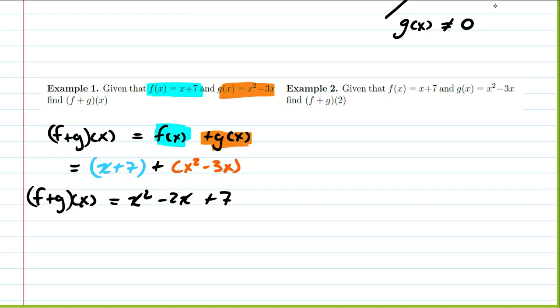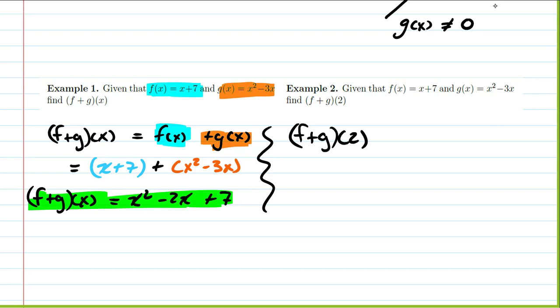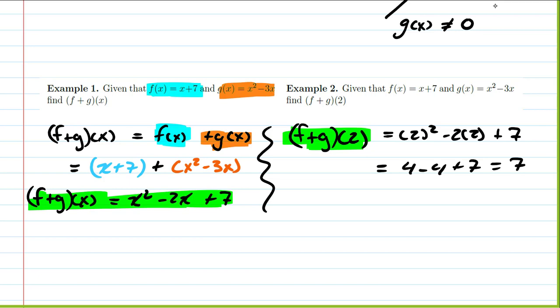So the next part says, given that, we want to calculate f plus g of 2. Well, we're going to use the exact same function that we had. So we have f plus g of 2, and this behaves just like a regular function. So now it's telling us to go to our function f plus g. Well, that's right here, and we're going to replace all of our x's with 2. So that would give us 2 squared minus 2 times 2 plus 7. So 4 minus 4 plus 7 would give us 7.